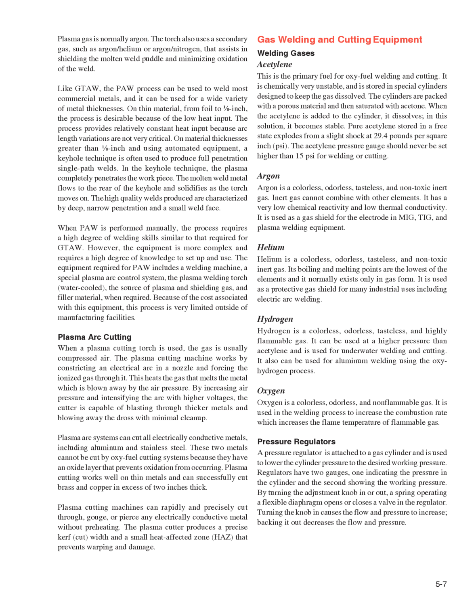Pressure regulators. A pressure regulator is attached to a gas cylinder and is used to lower the cylinder pressure to the desired working pressure. Regulators have two gauges, one indicating the pressure in the cylinder and the second showing the working pressure. By turning the adjustment knob in or out, a spring operating a flexible diaphragm opens or closes a valve in the regulator. Turning the knob in causes the flow and pressure to increase, backing it out decreases the flow and pressure.